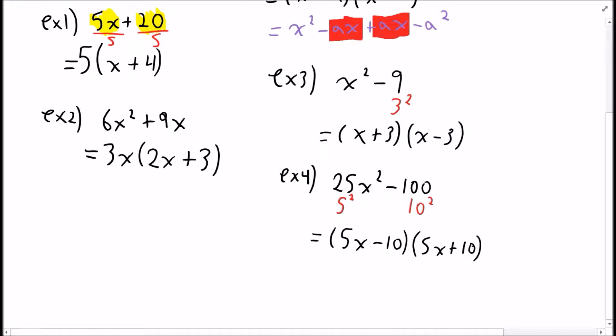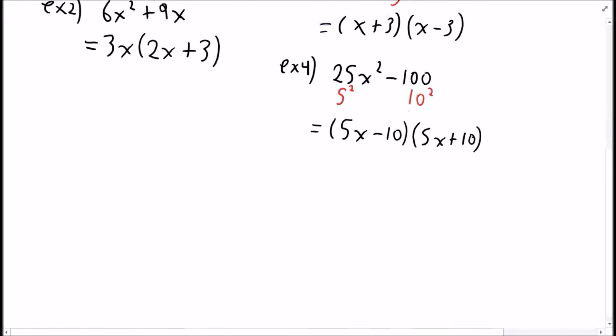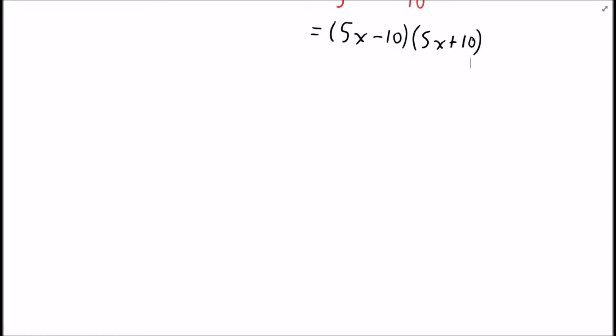Now that time I did the minus first, but it makes no difference whether I have a minus in the first bracket or a plus in the first bracket. When you're multiplying, you end up getting the same thing, so it's okay to put the minus first. Alright, the next type of factorizing we've got is grouping.